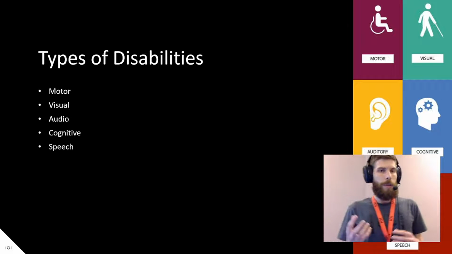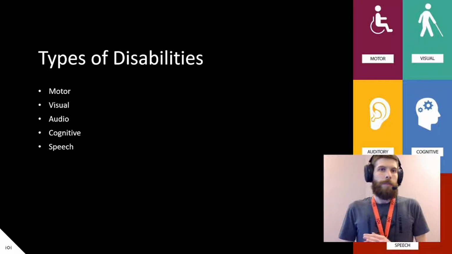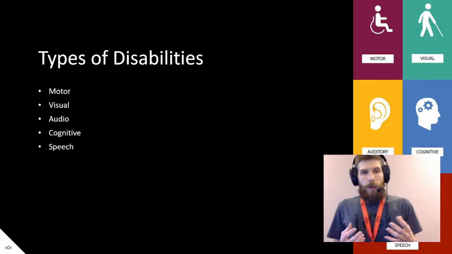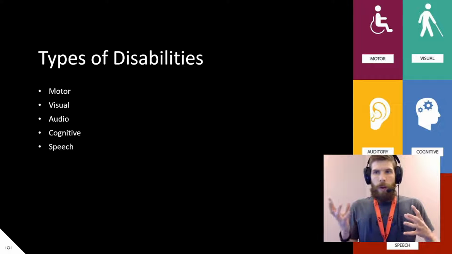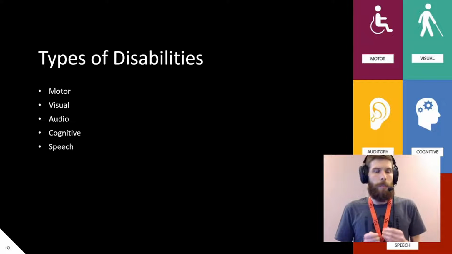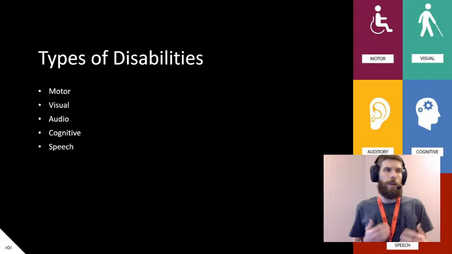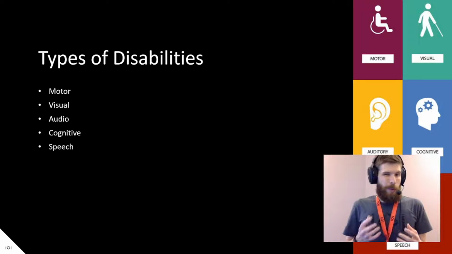We also have a visual disability. This is gamers with partial or limited sight in one or both eyes. Audio: gamers who have partial or full loss of hearing in both ears or one ear. Cognitive, so gamers who struggle to process information of what's going on in the game, find scenes too distressing, or struggle to retain information.